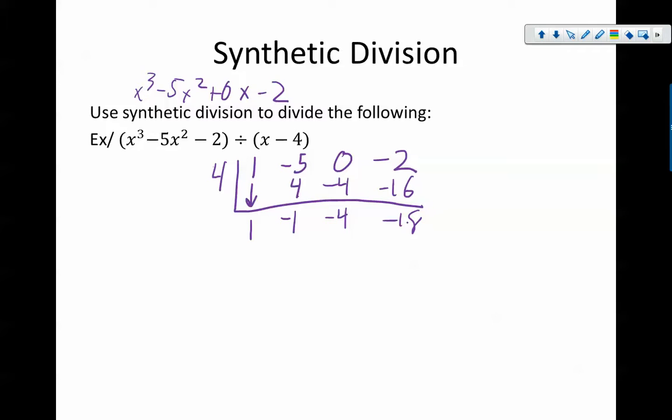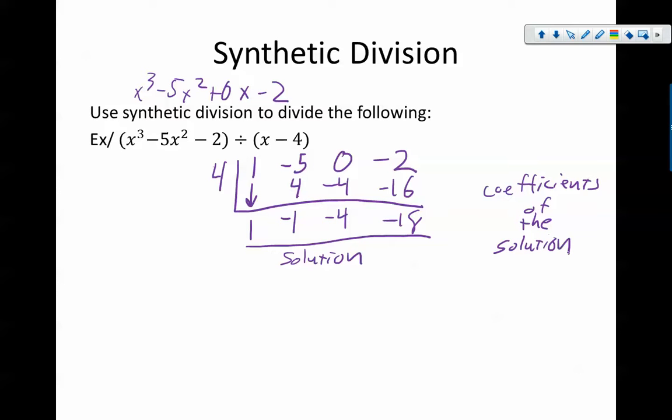Now, in substitution, this was our solution. In division, this whole thing is our solution. So, as it turns out, these coefficients on the bottom will be the coefficients of the solution. So the solution when you divide x cubed minus 5x squared minus 2 by x minus 4 is x squared.